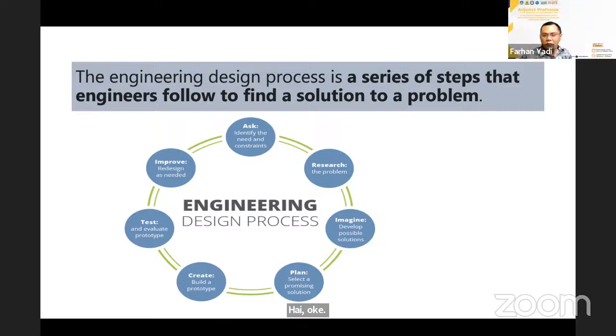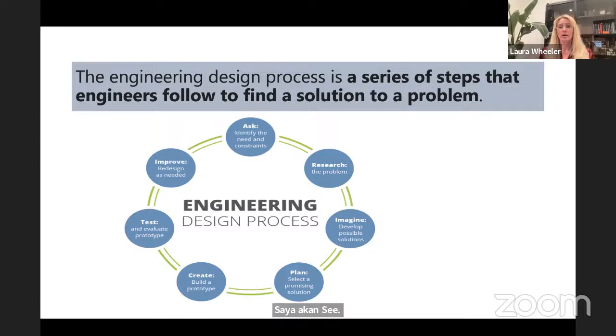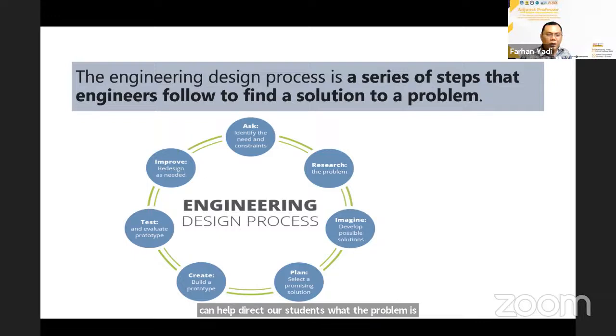For instance, they can see if something is broken. But can they tell if it isn't efficient? Or can they tell if the material is faulty? Sometimes that's hard to see. So we can help direct our students to what the problem is. And thank you, Laura.